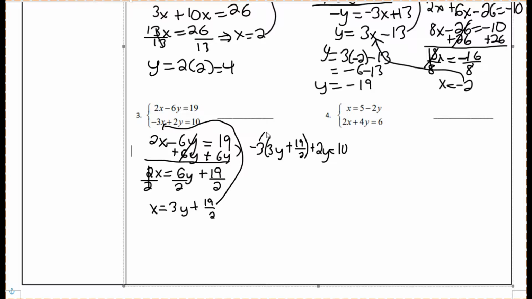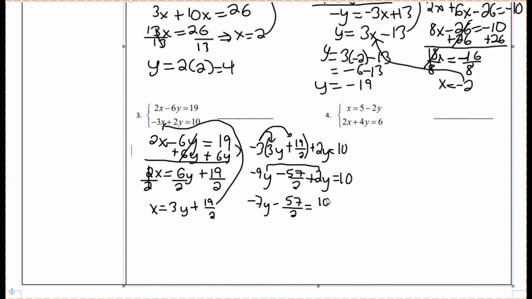So now we got to distribute the negative 3 here. So we have negative 9y. Now we got negative 3 times 19. All right, so that's going to be a negative number. It's going to be negative 57 over 2. You're just multiplying 3 and 19. And then we have plus 2y equal to 10. Combine your like terms. So we got negative 9y and positive 2y, so it's negative 7y.